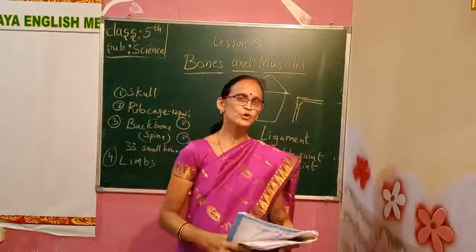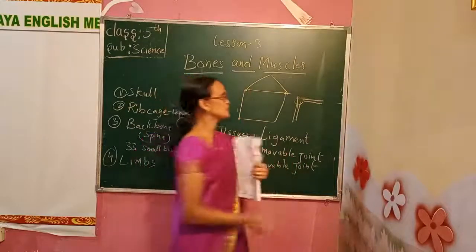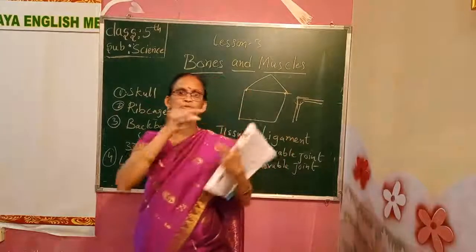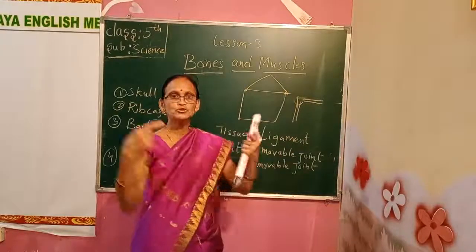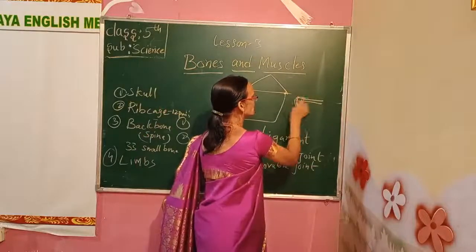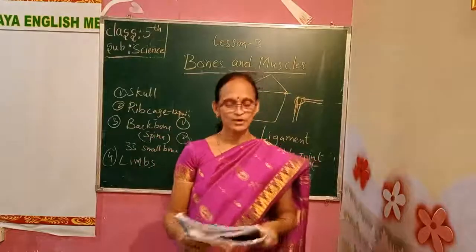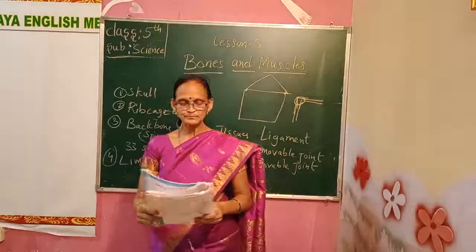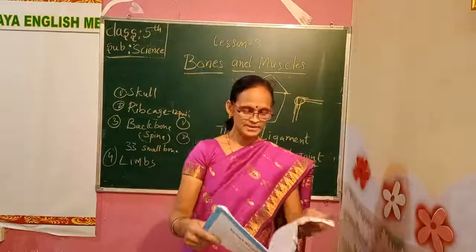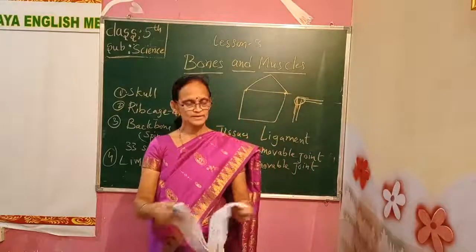You have seen the plumber coming and doing some work in your house. When he has to join three pipes, he puts a T there. When he is joining two pipes, he puts a socket there. That joining of two bones is called the socket. Like that, in our body also there are some socket joints. Now let us revise the upper part of the lesson.